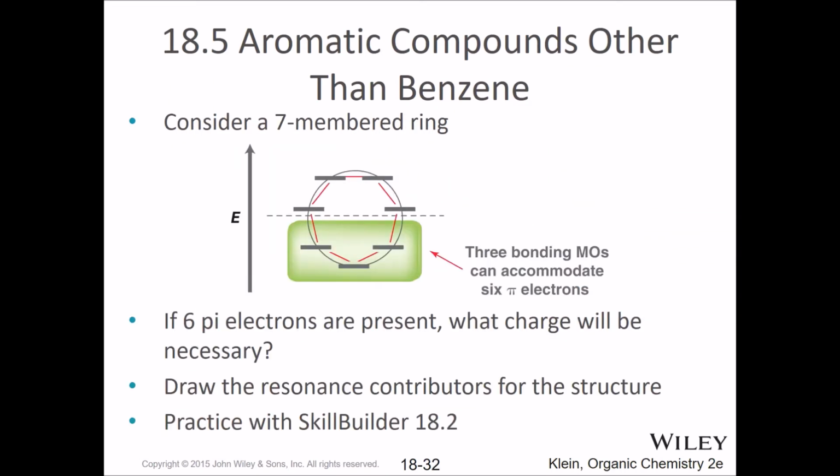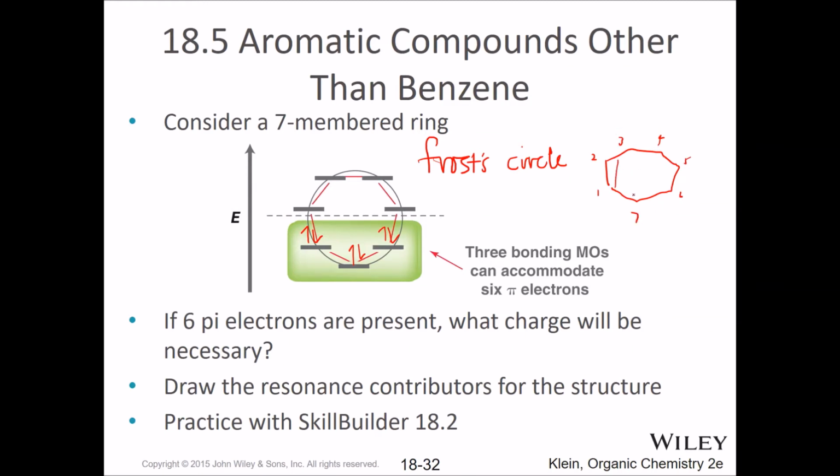Now, consider a 7-membered ring. If you have a 7-membered ring, then in order to use Frost's circle, which we learned in the last presentation, in order for you to have 6 pi electrons in these 3 bonding molecular orbitals, right? There's 7 here, right? 1, 2, 3, 4, 5, 6, 7. That's right. Okay. Now consider what this means.